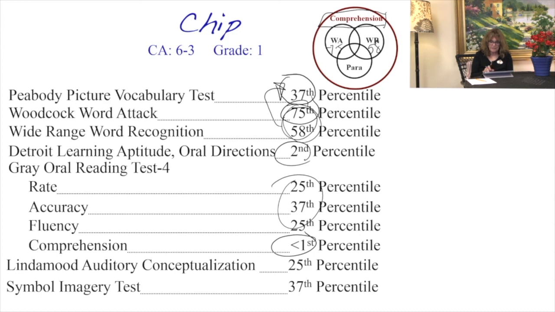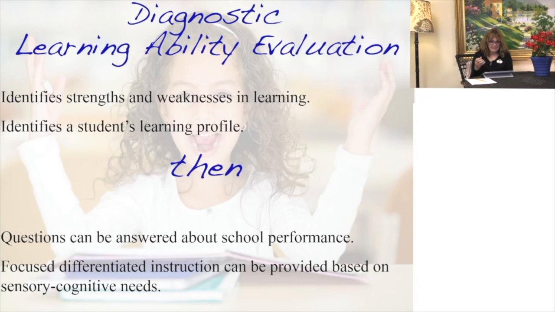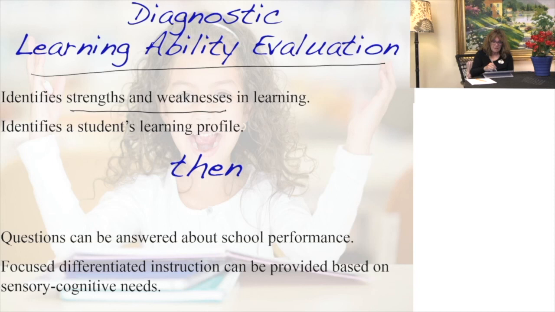So, we're at the end, and that is this, that this diagnostic learning ability evaluation identifies strengths and weaknesses in learning. And what we want to do is identify those and change them if we find them. If the student comes in to us and he's maybe struggling in school and he doesn't have any weaknesses, then that's a different issue, and you need to know that too. But if there's a weakness or two or more that are identified, we want to change those weaknesses so that they become strengths. And we can do that by directly stimulating the sensory cognitive functions that I've been mentioning.